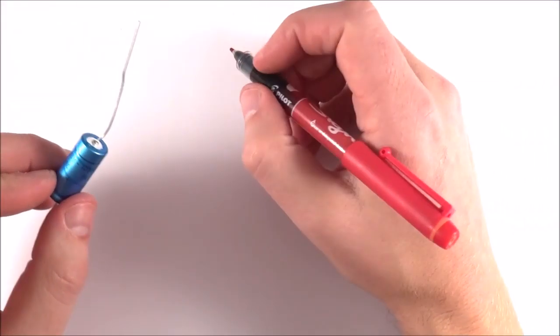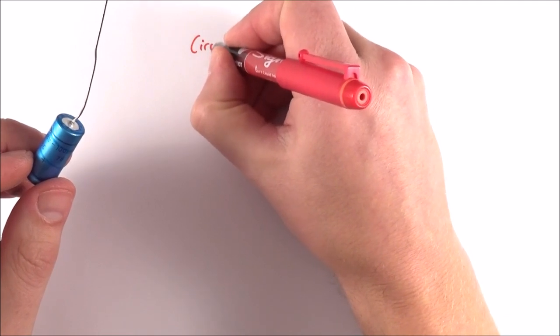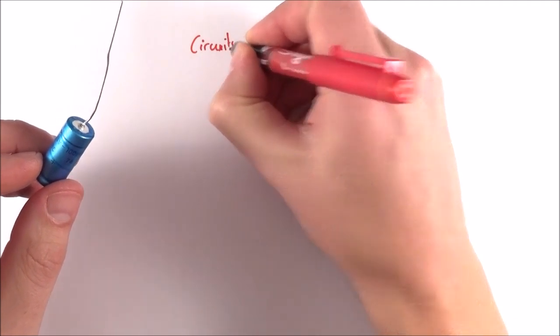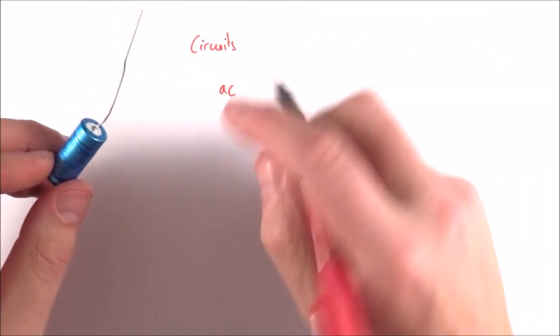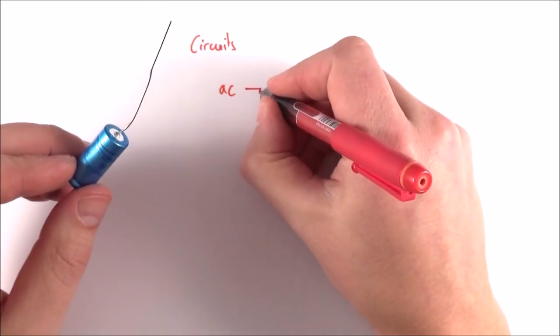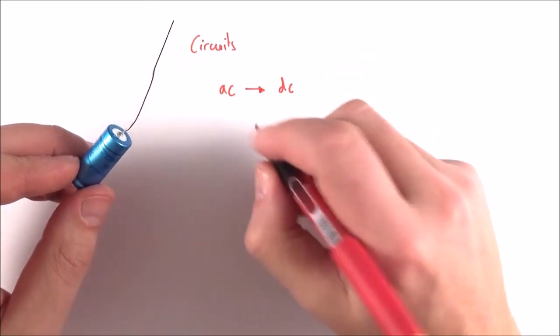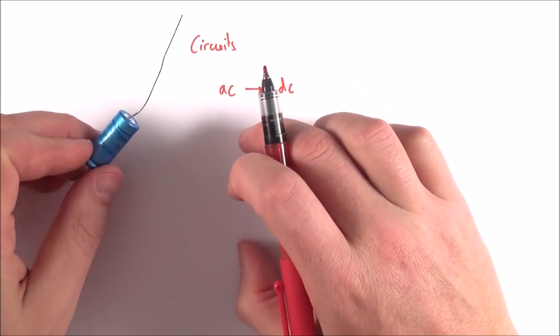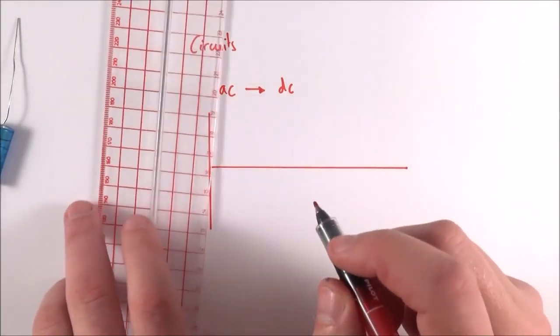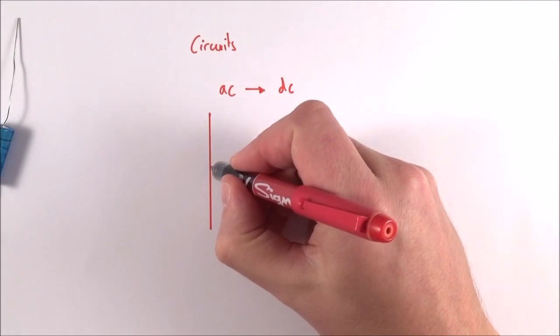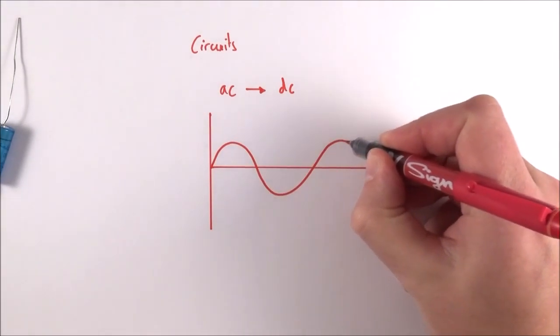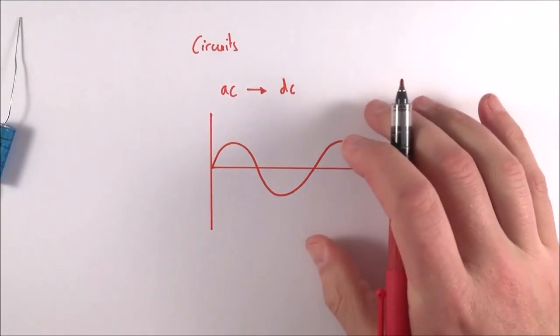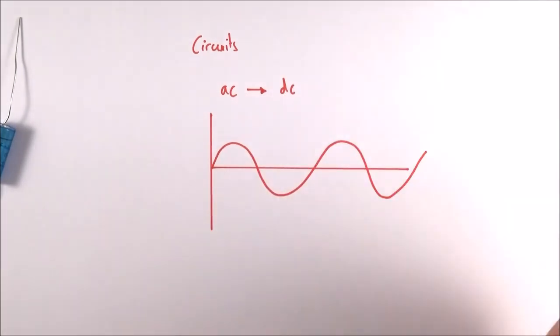First of all, they're used perhaps in circuits. Often in a circuit you might have an AC input, so some alternating current, and what you want to do is convert this to DC, so you have a DC output. If we think about what this might look like on a graph, here we have the AC input, and effectively we want to make sure that this current only flows one direction around the circuit.